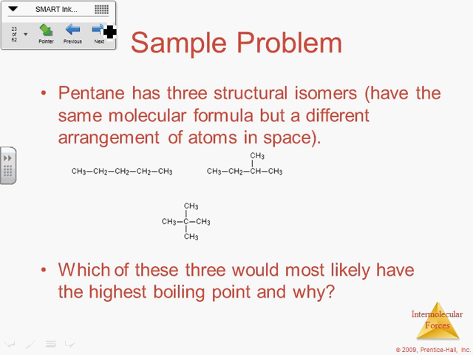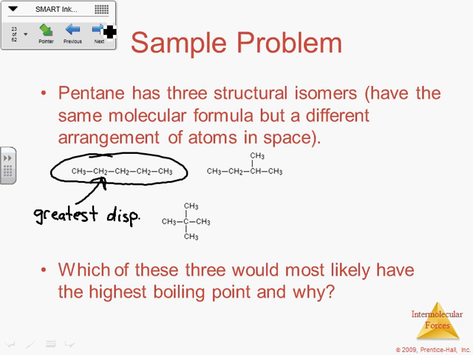Okay, now these are all the same size. Also, if you look at this, each of these has 5 carbons, and the same number of hydrogens, but they just have different arrangements, different shapes. So the shape is really the determining factor on this one. And it turns out this one right here is the long, skinny chain, which we talked about before. That's the one that's going to have the greatest London dispersion forces. So that's the one that's going to have the highest boiling point, and it's because it has the greatest dispersion forces, or greatest London forces.